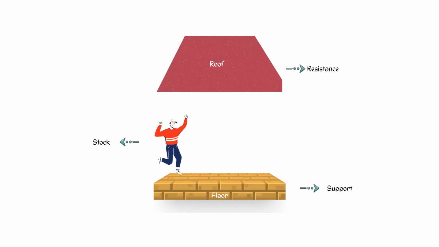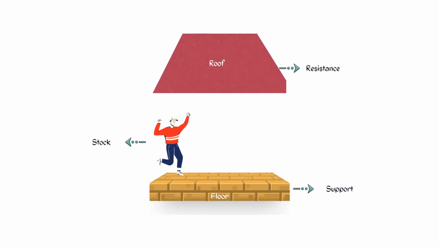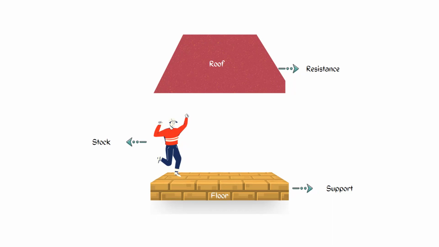This example gives you a clear understanding of how support and resistance work. Here you can see a person who is jumping from the floor. The maximum height he can reach is the roof, and he falls back to the floor, which is a support. Consider the floor as support and the roof as resistance.